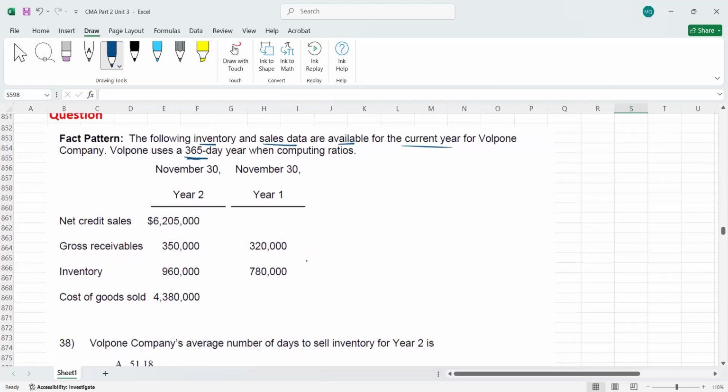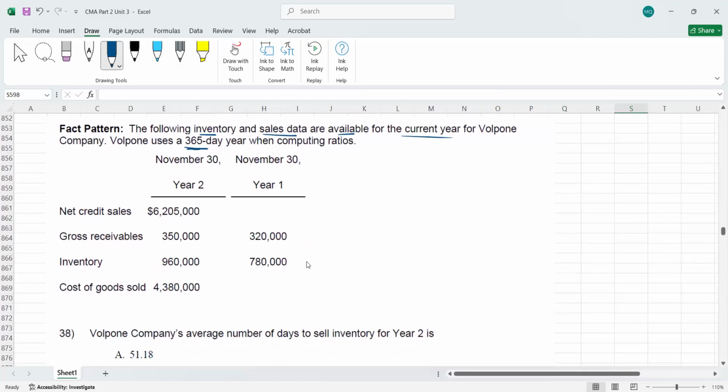And here we have the information about November 30, year one, which is last year's data, and November 30, year two, which is current year data. We have net credit sales for the current year only, gross receivables for both years, inventory for both years, and cost of goods sold for the current year only.